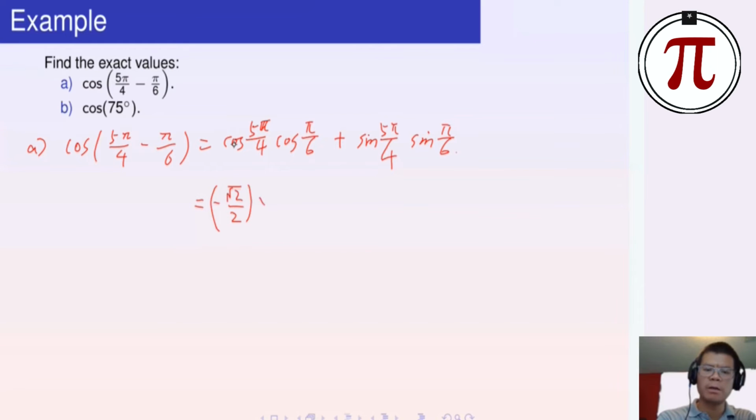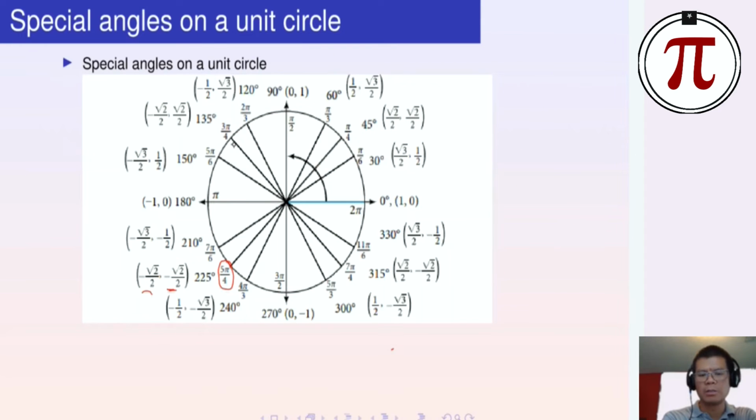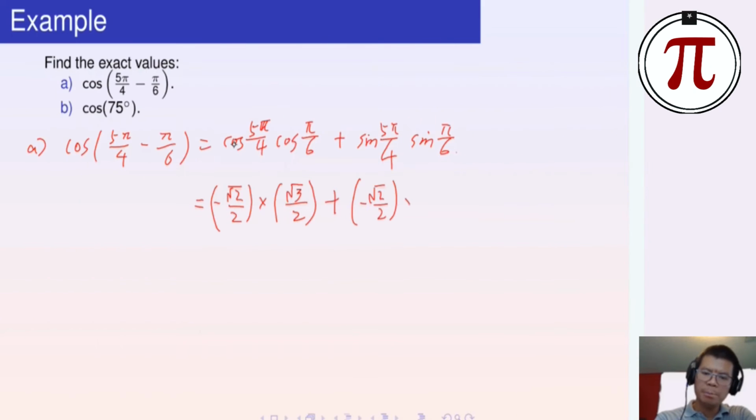Times cosine of pi over 6. What is cosine of pi over 6? Square root of 3 over 2. Very good. And sine of 5 pi over 4 is what? No, we're talking about the sine. Negative square root of 2 over 2. Check this one: the second one is also negative square root of 2 over 2, since sine is the y coordinate. What is sine of pi over 6? One half. Very good. And then we just simplify this.